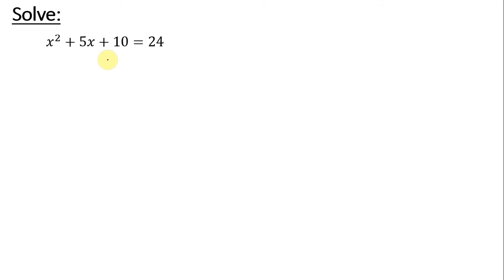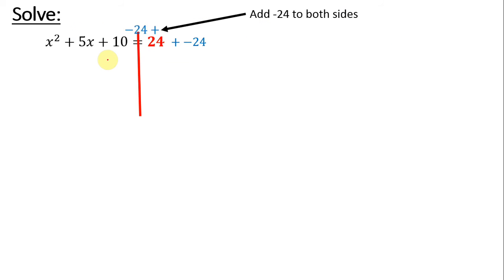Problem 2. X squared plus 5x plus 10. What will I do first here? First, I need to get rid of this 24. I'm going to do that by adding negative 24 to both sides. 24 plus negative 24 is going to give me 0. And then over here, x squared plus 5x plus negative 14. Once again, I have my x squared, then my term with x, and my term with no x is listed last.